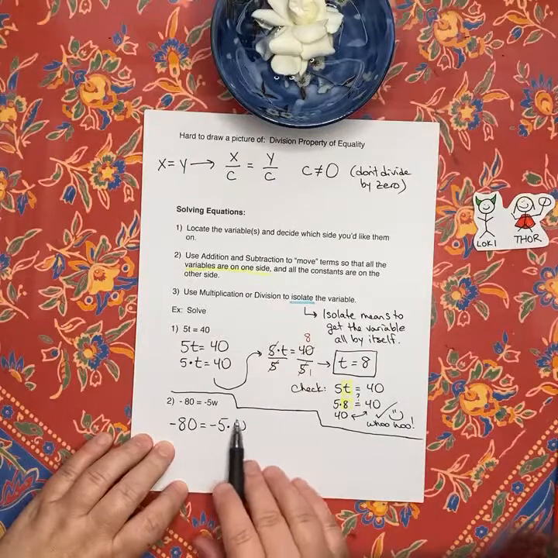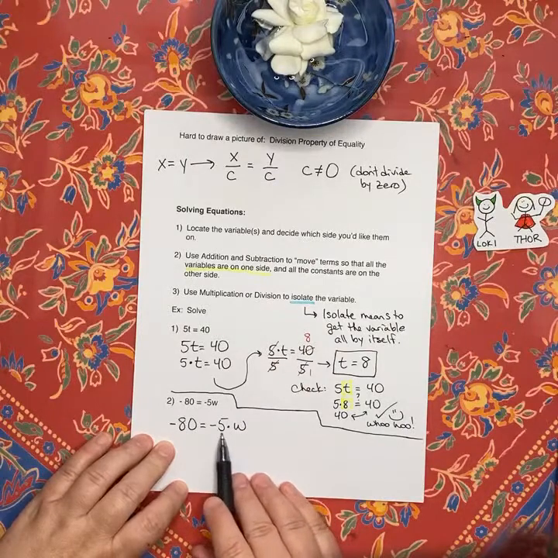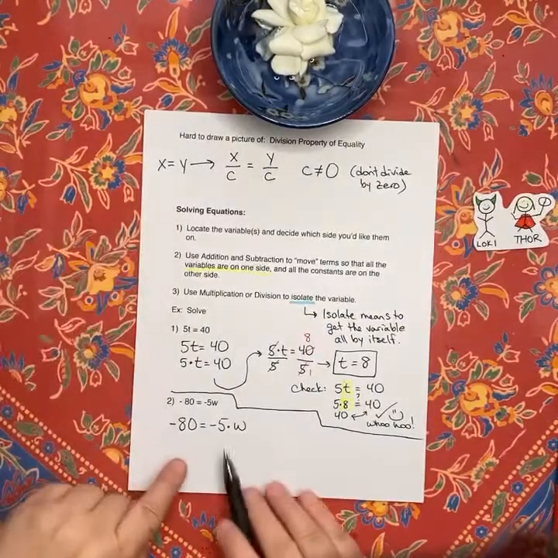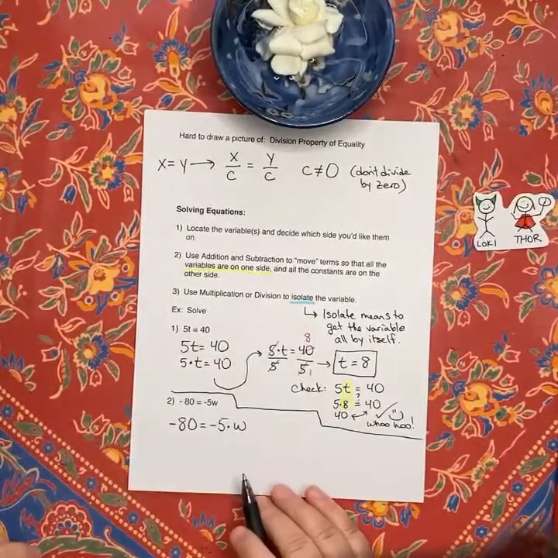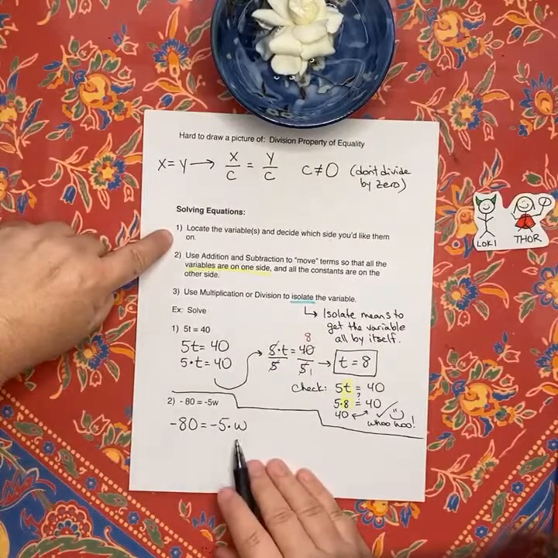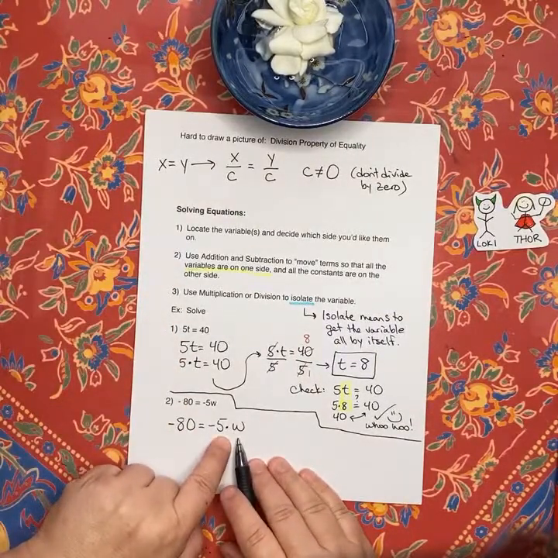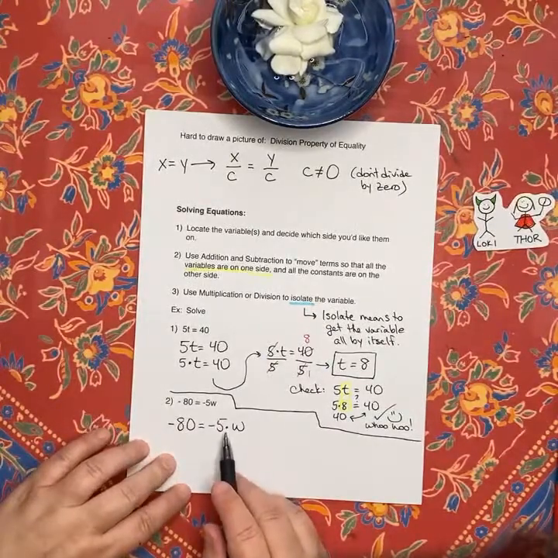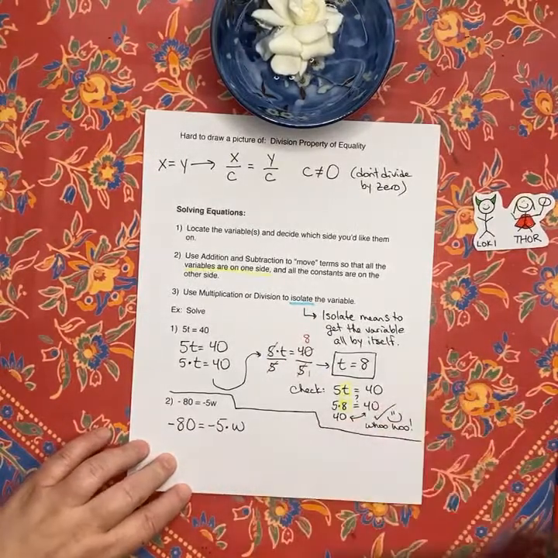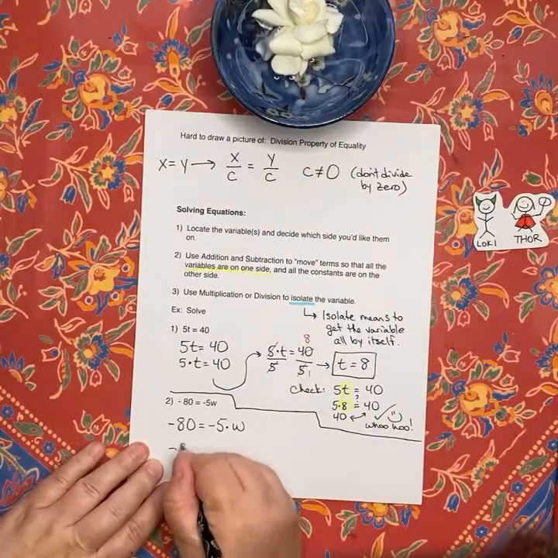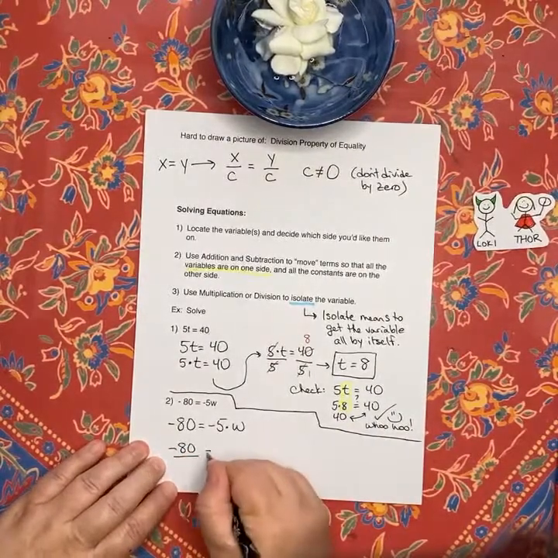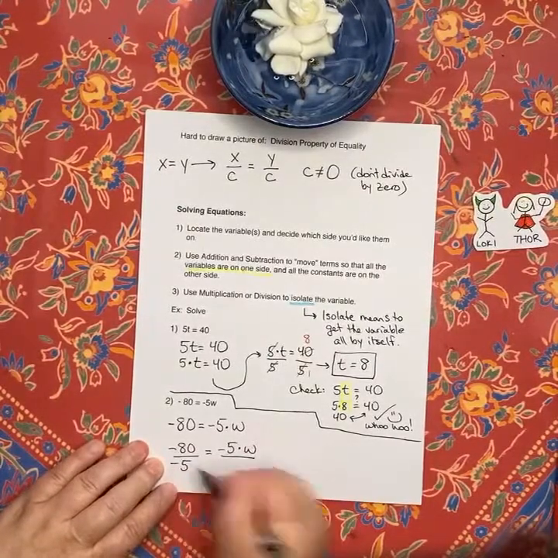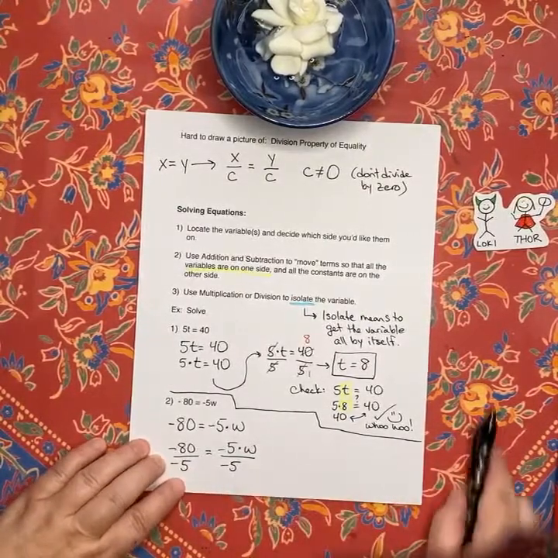I want to isolate W. So what I want to do is get, because there are no other W's, I should double check. Are there any other variables? No, it's just the one variable. Sorry, I didn't go through the steps. The variable's here. There's only one variable. We're good. So let's use multiplication or division. I'm going to use division because I've got multiplication. So I undo that with division. So I'm going to take the -80, and I'm going to take the -5 times W, and I'm going to divide both sides by a -5.